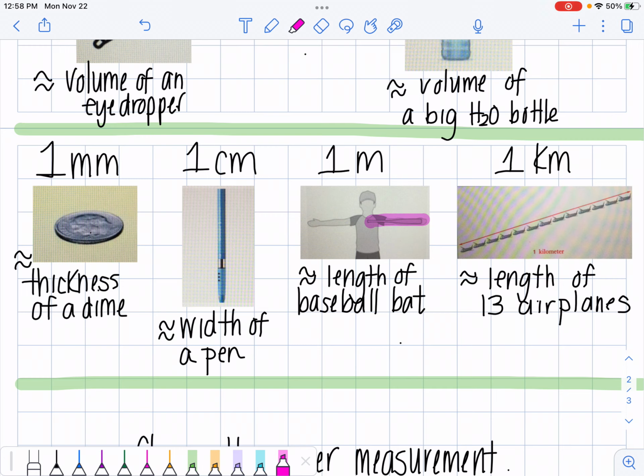You can just get an idea. They also have a meter stick, so you can think of a meter stick. And then a kilometer is the length of about 13 airplanes. That's usually the length we use when we're going somewhere far, like driving in a car. You would even talk about a football field in kilometers as opposed to yards.